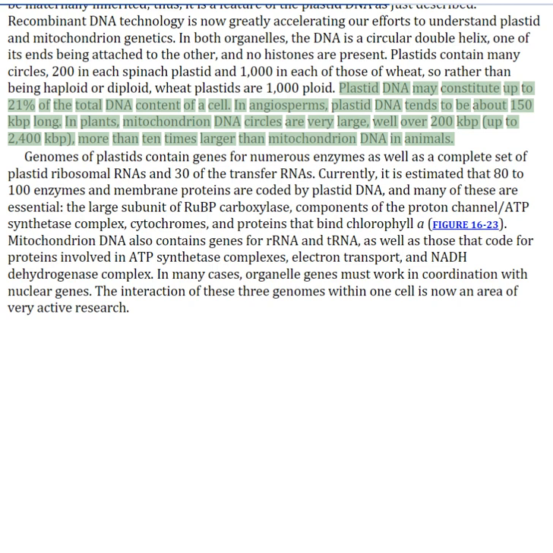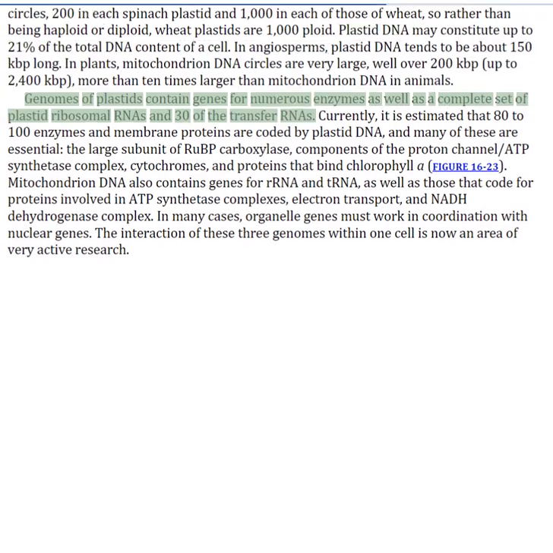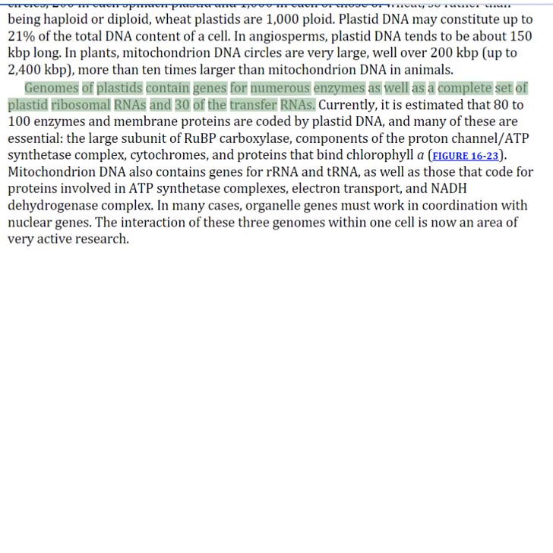In angiosperms, plastid DNA tends to be about 150 kbp long. In plants, mitochondrial DNA circles are very large, well over 200 kbp, more than 10 times larger than mitochondrial DNA in animals. Genomes of plastids contain genes for numerous enzymes as well as a complete set of plastid ribosomal RNAs and 30 of the transfer RNAs.